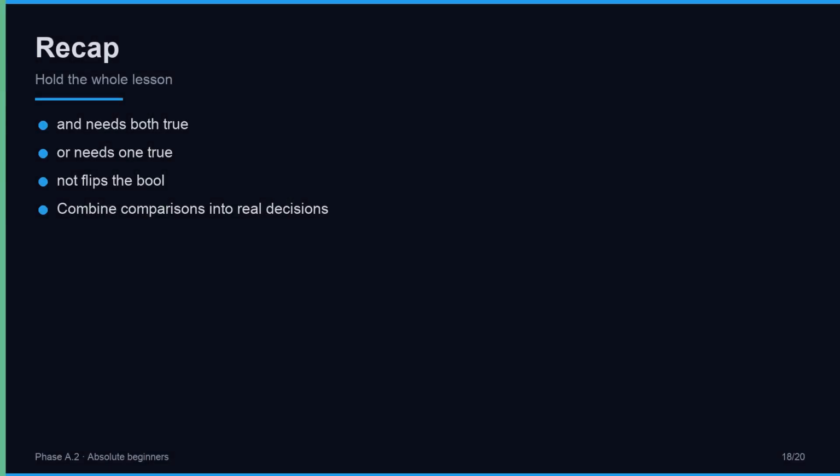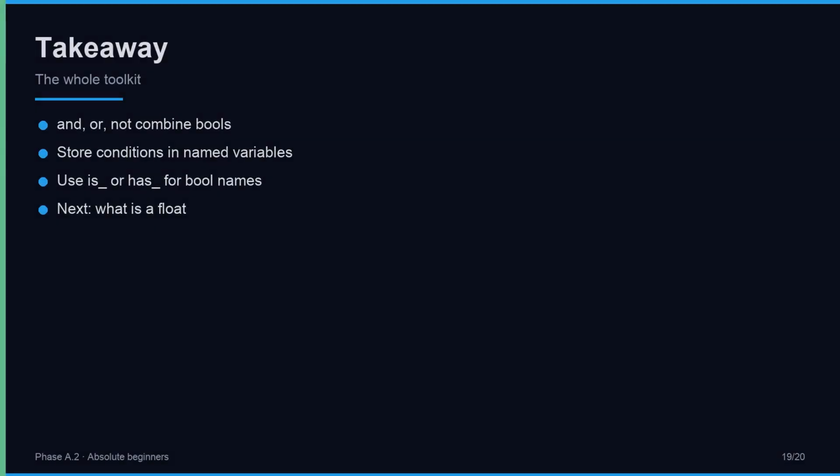Let us hold the whole lesson together. The bool type is either true or false. 3 small words combine bools. And needs every part to be true. Or needs just one part to be true. Not flips a bool to its opposite. And we can store the result of any condition in a clearly named variable. If those 4 sentences feel solid, you already understand more logic than you might think. This is the foundation of every decision in code. 4 solid sentences.